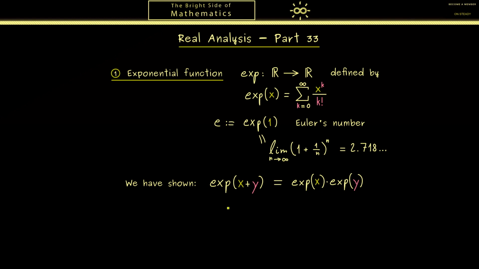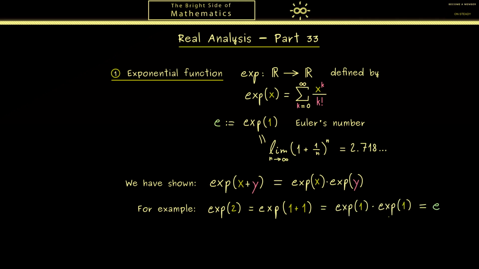outside. And because we have this property, we can immediately explain the name exponential for this function. For example, if we have exp of 2, we can write this as exp of 1 plus 1, which is by our fundamental multiplicative identity exactly exp of 1 times exp of 1. So it's Euler's number squared. So you see the left and the right hand side are the same.